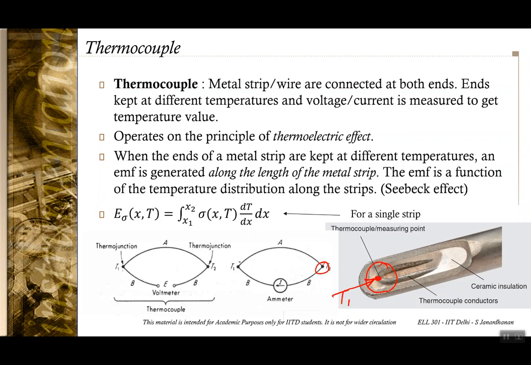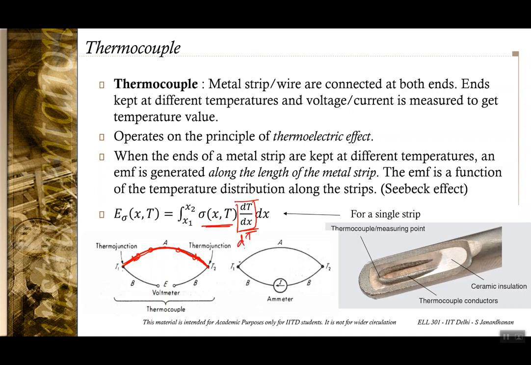The other point to note is, let us have a look at this expression sigma(x, t) and dT by dx. There are two things. One is that sigma(x, t) indicates the material distribution along the length, and also indicates the temperature along the various points. So let us say that the material distribution is constant. However, there is a change in temperature.